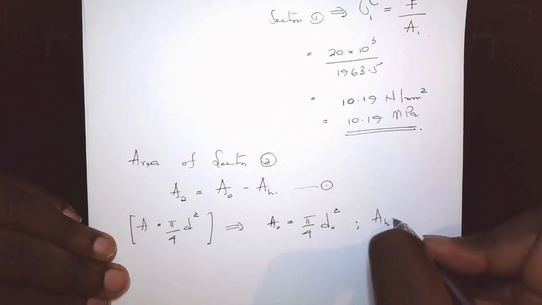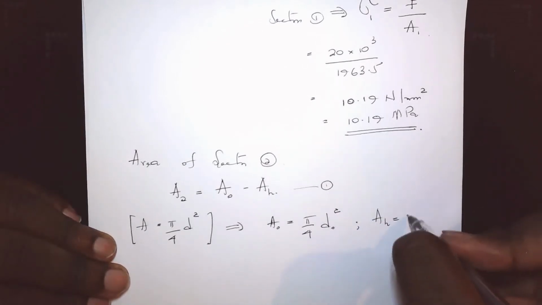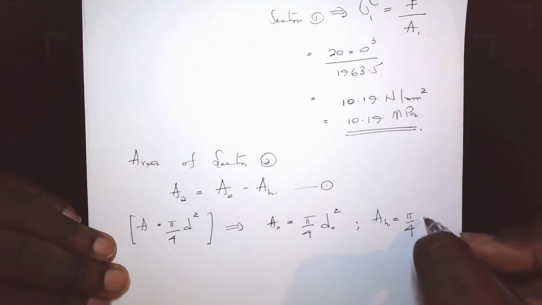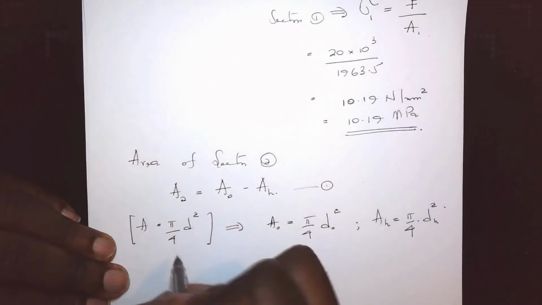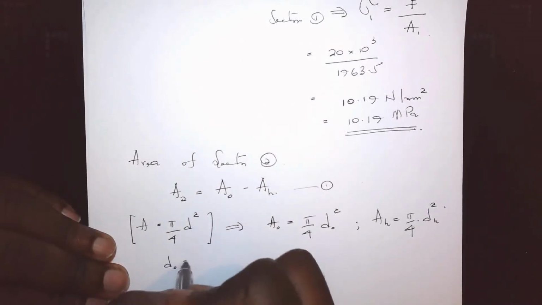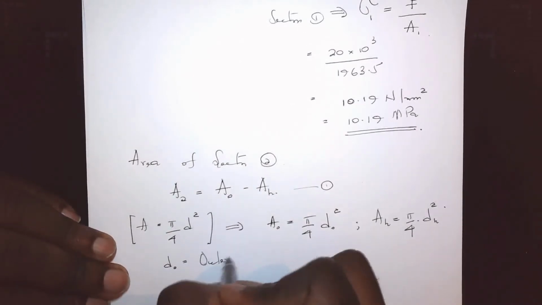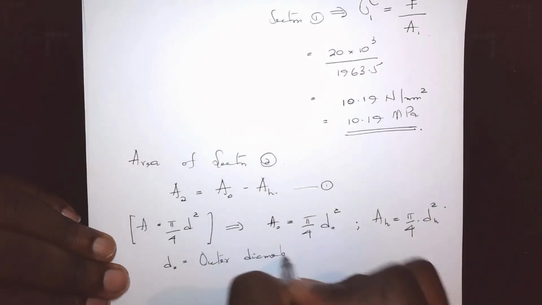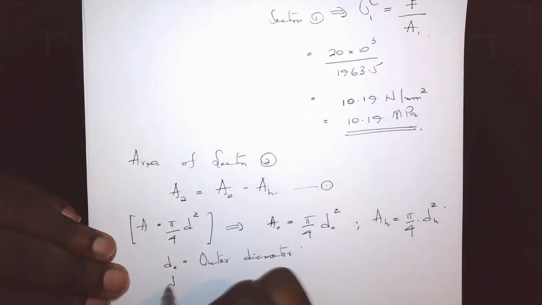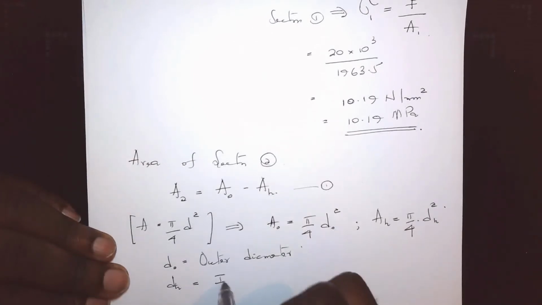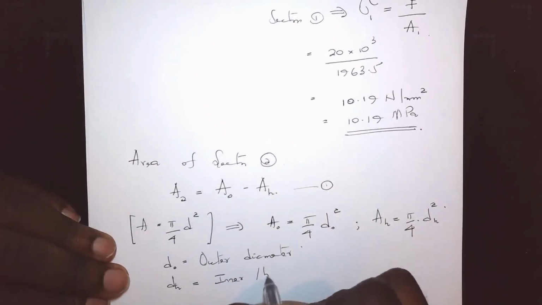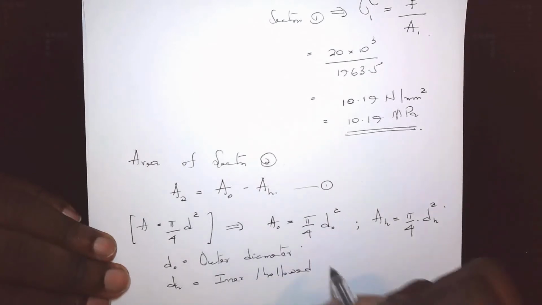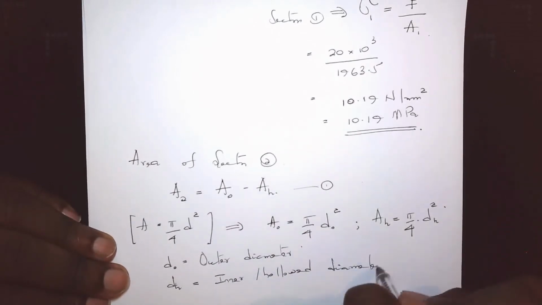And the area with respect to the hollow section will be pi over 4 times dh squared. Alright. So d0 is equal to the outer diameter, and dh is equal to the inner or the hollow diameter. Okay.